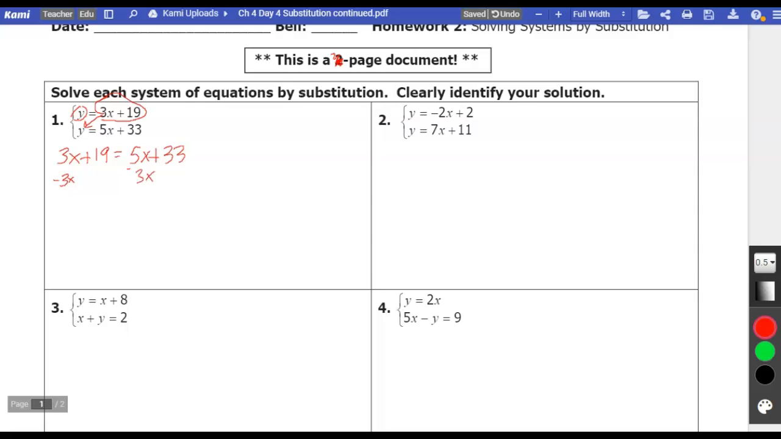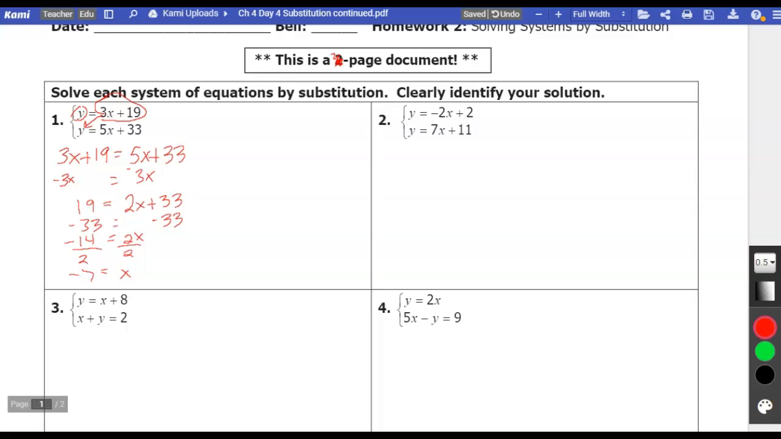So I subtract my 3x's, or you could subtract your 5x's, and you get 2x plus 33, and that's going to equal 19 on this side. I subtract 33, and I get negative 14 equals 2x, and I divide by 2, and x equals negative 7. So that's your first step here.